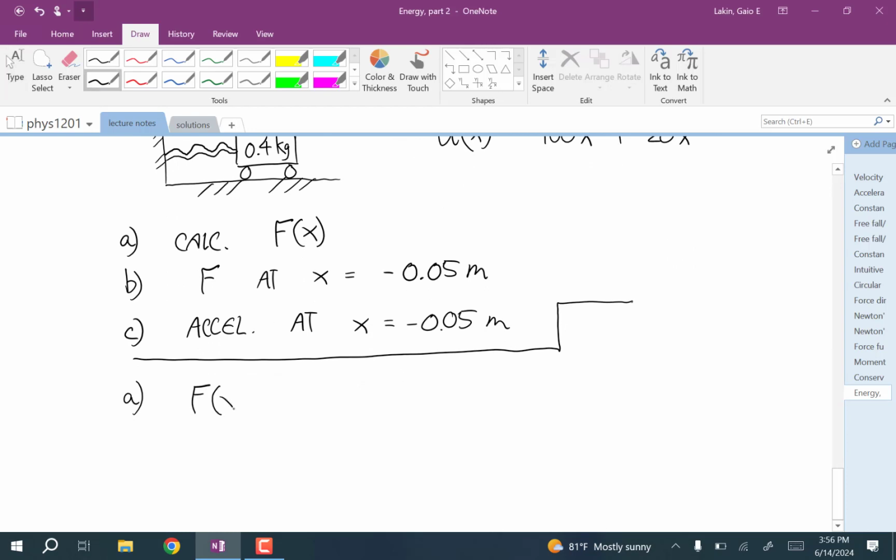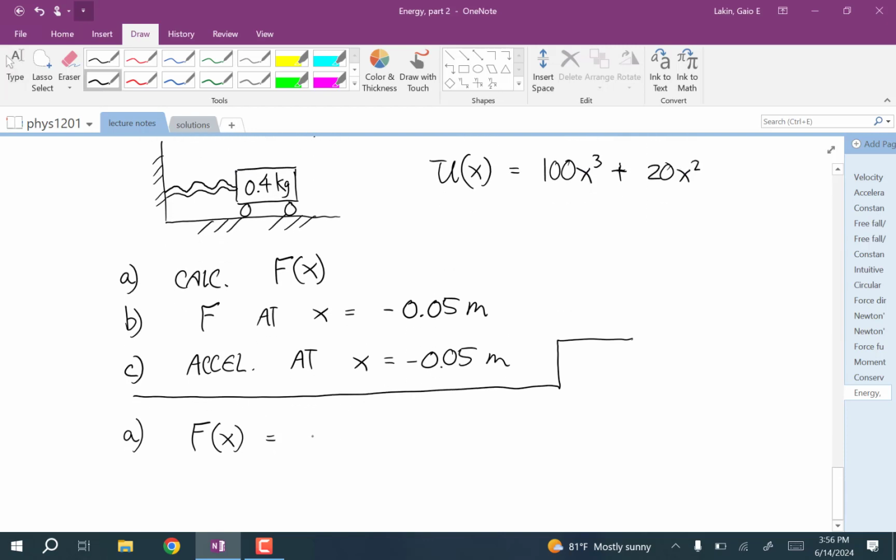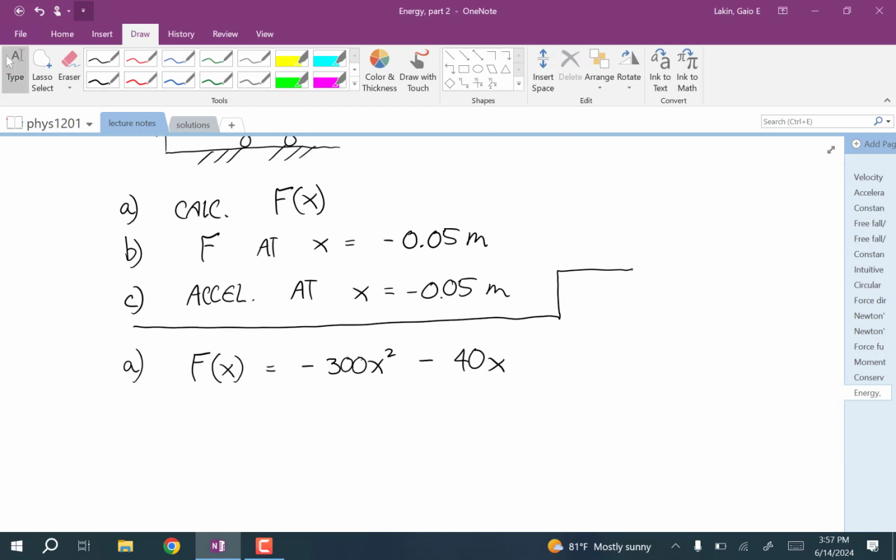The force as a function of x is equal to negative 300 x squared plus 40x. And it should be minus 40x because of the negative sign. Okay? And so that's the derivative relationship. If you have the potential energy function, you can always calculate the force function.